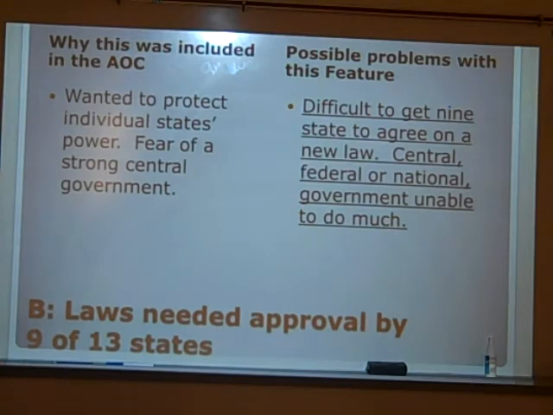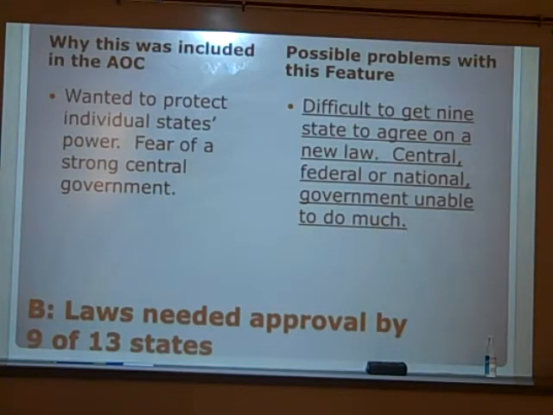Second thing is laws needed approval by 9 of 13 states. So 9 out of 13 have to agree, so majority rules. But think about how hard it is to get your friends to agree on much. Why it was included: they wanted to protect individual states' power without the power going to the federal government. They wanted the states to be powerful because they feared a strong central, federal, or national government. A possible problem was that it would be difficult to get people to agree. Everybody has their own idea. How does it benefit me? So they were unable to do a whole lot with that.